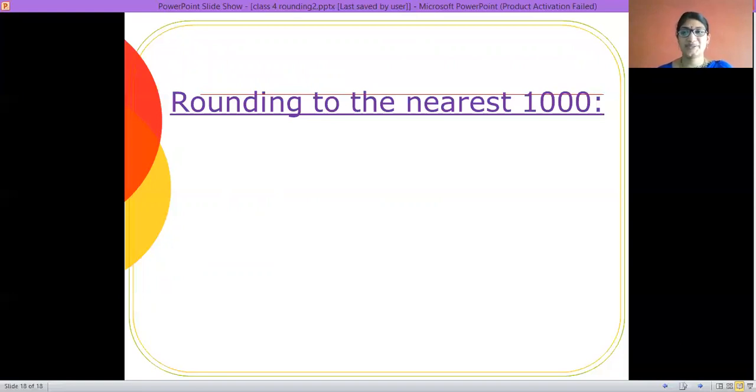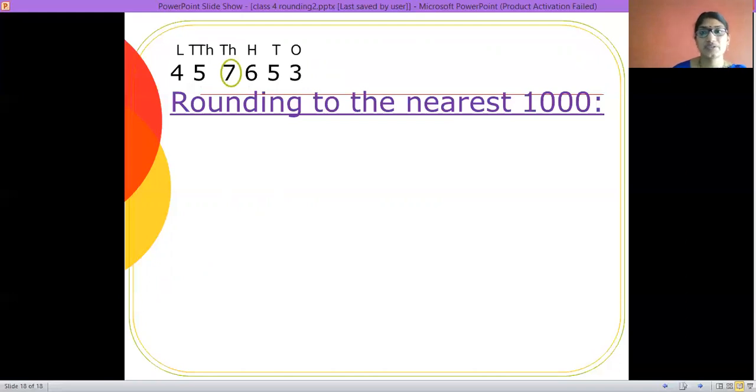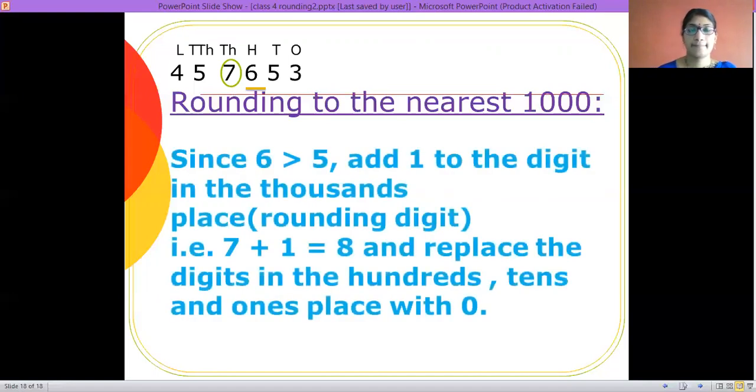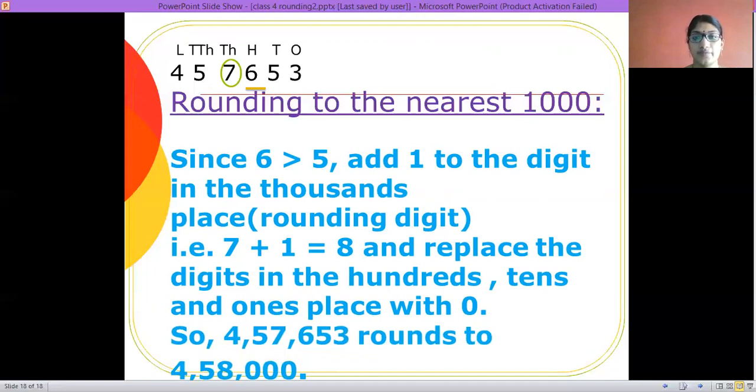Rounding to the nearest 1000. Now children, tell what we are going to do. Yes, we'll write the number, places of each digit. We'll identify our rounding digit. As we are rounding to the nearest thousand, the digit in the thousands place is the rounding digit. We'll move to the right hand side of this rounding digit. So it is the hundreds place. So what is the digit in the hundreds place? 6. 6 is greater than 5. So when this digit is greater than 5, what are we going to do? We'll add 1 to our rounding digit. Since 6 is greater than 5, add 1 to the digit in the thousands place, that is the rounding digit. So we'll add 7 plus 1, which is 8. And replace the digits in the hundreds, tens and ones place with 0. So 4,57,653 rounds to 4,58,000.